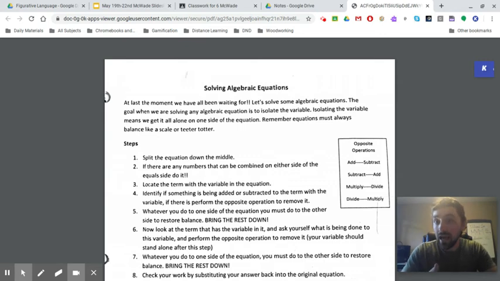We have looked at solving for algebraic equations before, even if you didn't know it. When we were looking at area, perimeter, and volume, we were trying to find the unknown side or the unknown value, and we did the opposite or inverse operation to try and find that, whether it's addition or subtraction or multiplication or division.